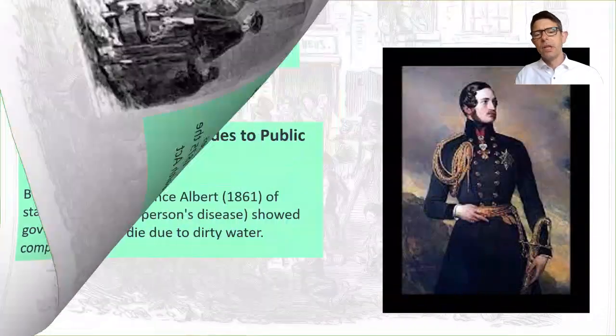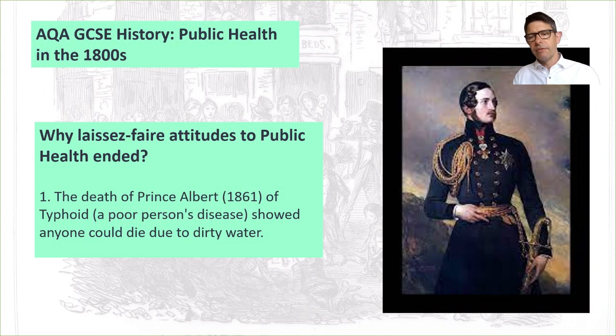So number one, the death of Prince Albert, Queen Victoria's husband, in 1861, suggested to people that it wasn't just poor people who died of these diseases, rich people died too. Albert died of typhoid, a poor person disease, because of the bad drainage and sewers at the palaces.